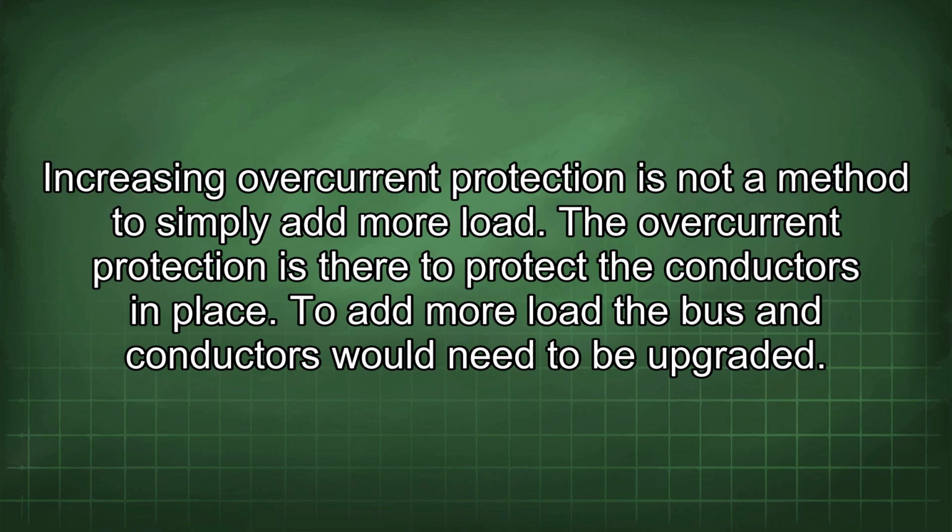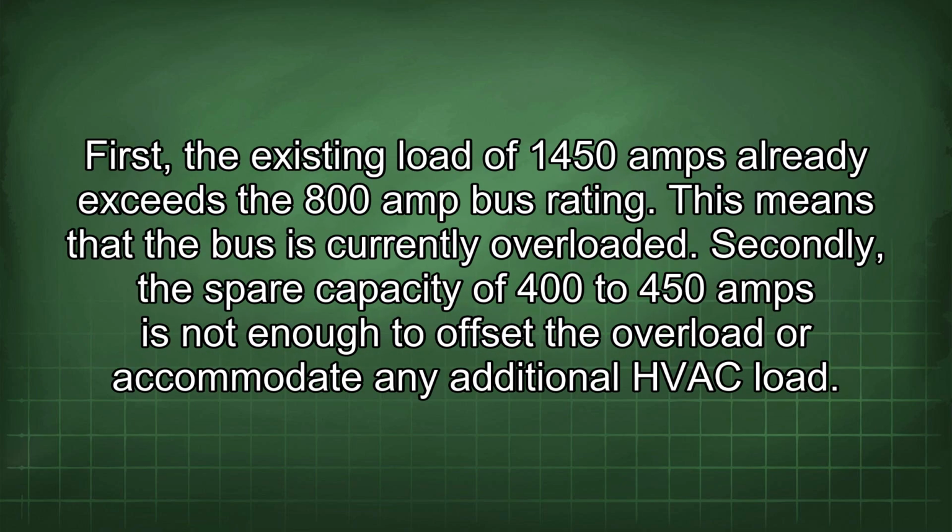Increasing overcurrent protection is not a method to simply add more load. The overcurrent protection is there to protect the conductors in place. To add more load, the bus and conductors would need to be upgraded. First, the existing load of 1450 amps already exceeds the 800 amp bus rating. This means that the bus is currently overloaded.